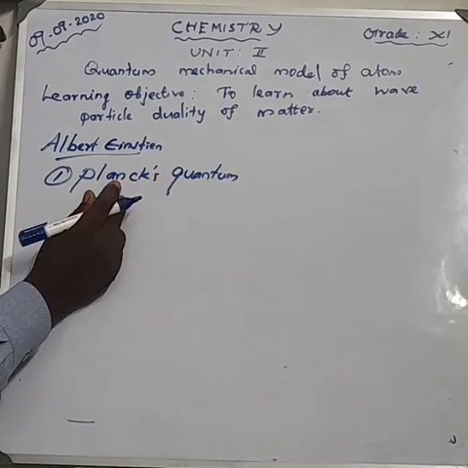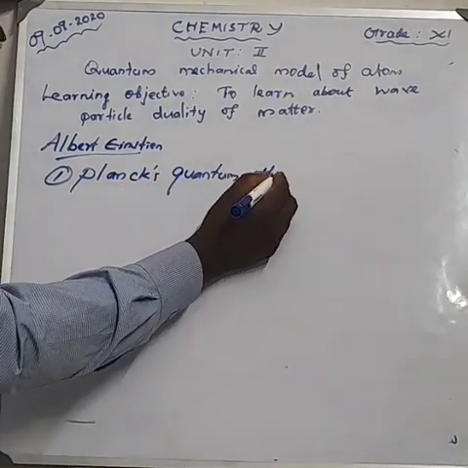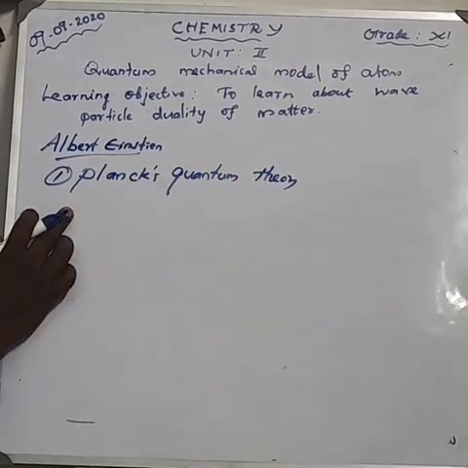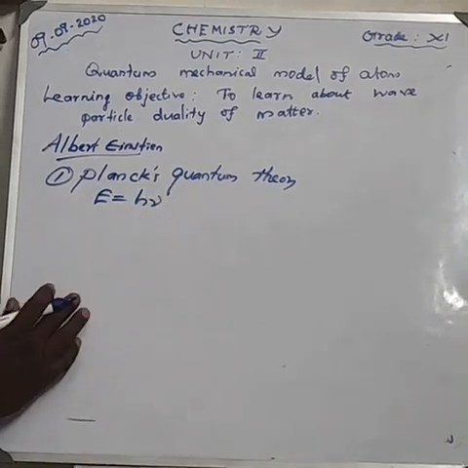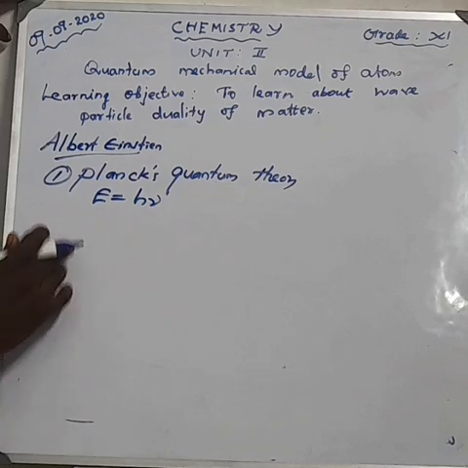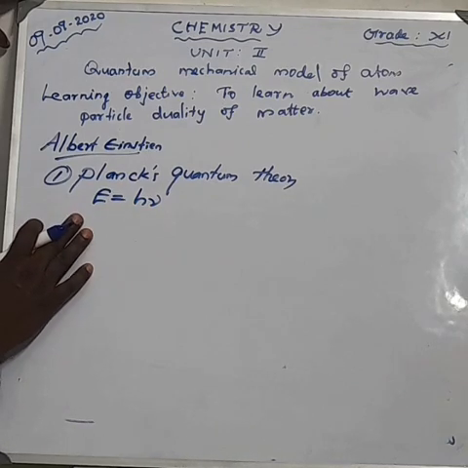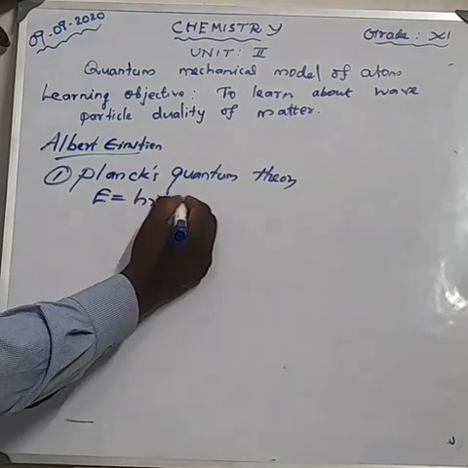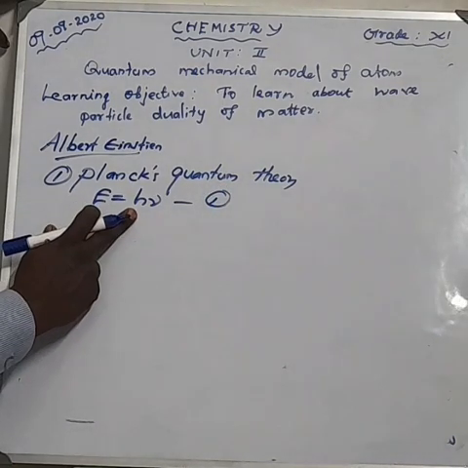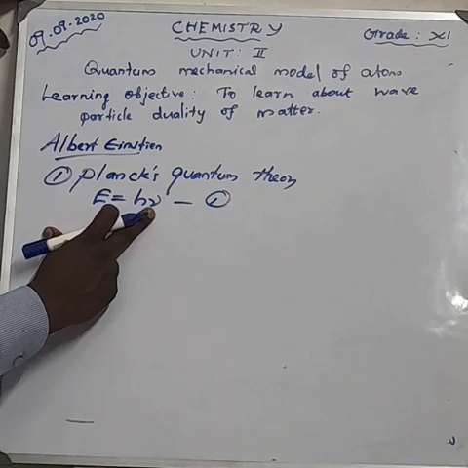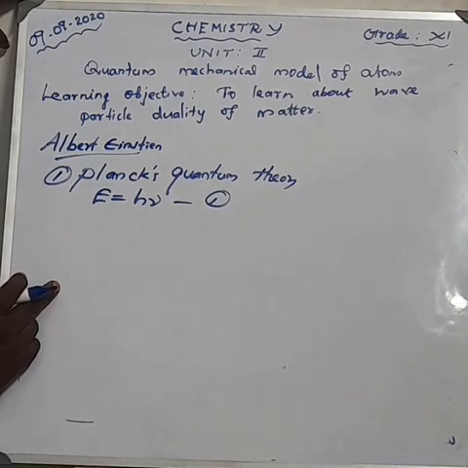Okay, Planck's quantum theory. What's the first equation? E is equal to h nu. Can you write? E is equal to h nu. It is called the first equation. H means Planck's constant. Nu is the frequency. Okay. Second one.